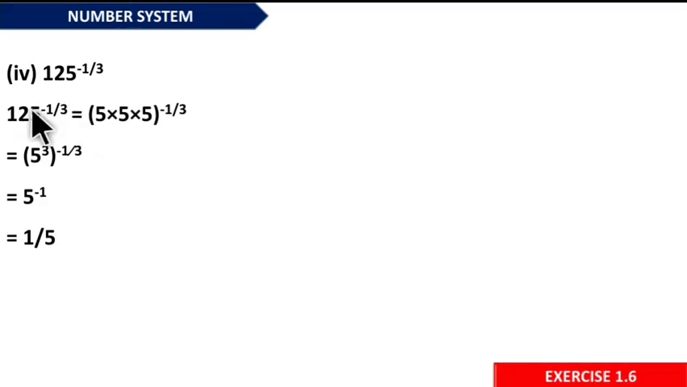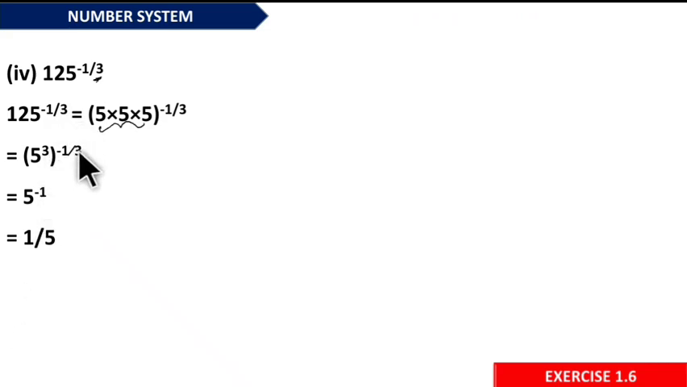So this is the next problem, 125 to the power minus 1/3. Here first we have to see the denominator of the power, that is 3. By multiplying which same number 3 times are you getting 125? That is, by multiplying 5 3 times, we are getting 125. So 125 we replace as 5 into 5 into 5. Then here we have the power minus 1/3. So here we have 5 3 times, so we write 5 to the power 3 and the power minus 1/3.